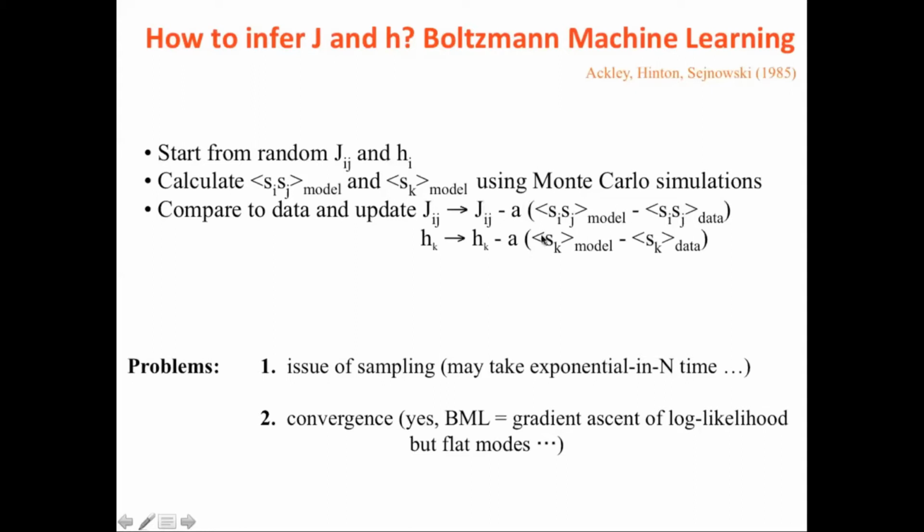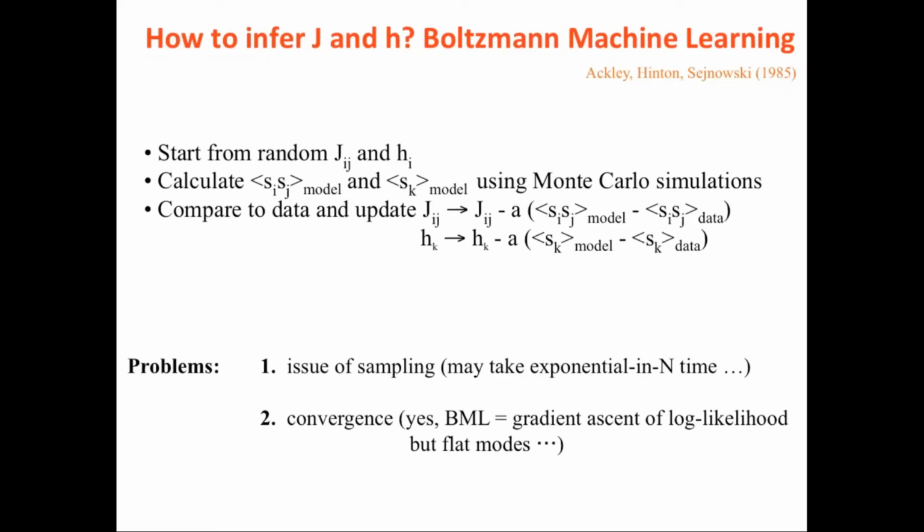And we do exactly the same thing. We will find, for instance, that the mean activity in the model is too low compared to what it should be in the data. That means that we should probably increase the field Hk, and we will do that by subtracting from Hk something which is proportional to a negative difference here, so that will increase Hk. A is called the learning rate, and it's a hyperparameter which is adapted to the situation.